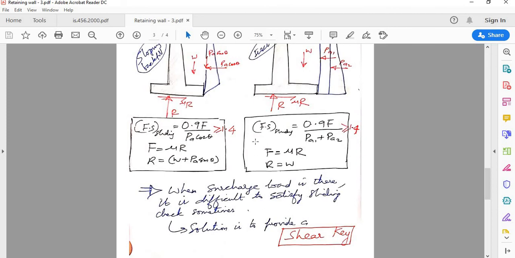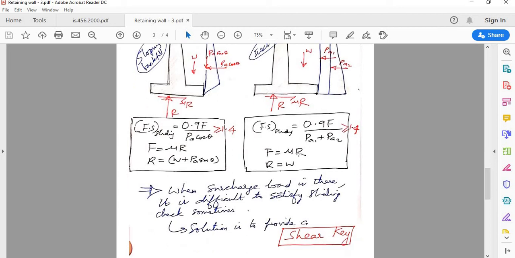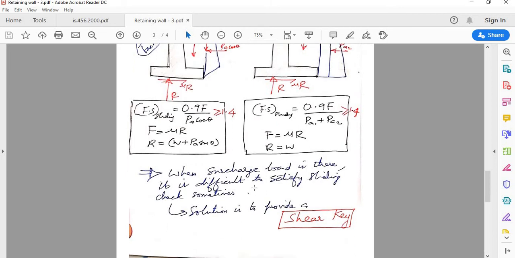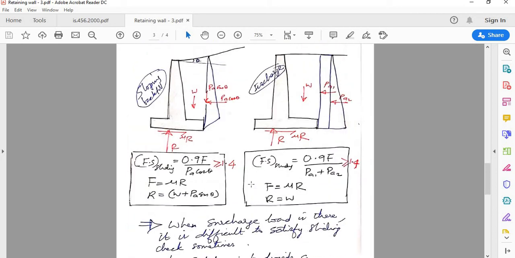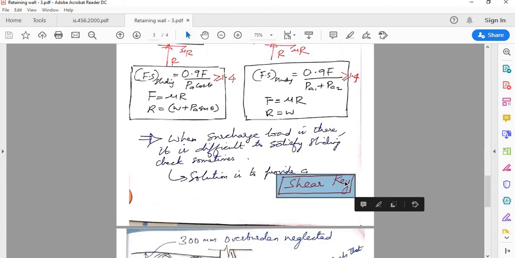Now what happens typically is, when you have surcharge load, it's observed that it is difficult to satisfy the stability check at the first instance, especially when you have a heavy surcharge. One solution is you can revise the section, but revising the section will be an uneconomical option, plus there will be other complications related to it. But a simpler option that has been devised for retaining walls to satisfy this sliding check is providing something known as a shear key.